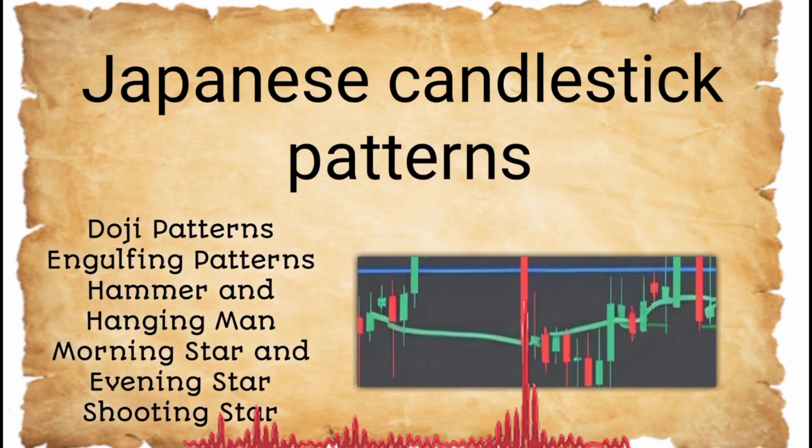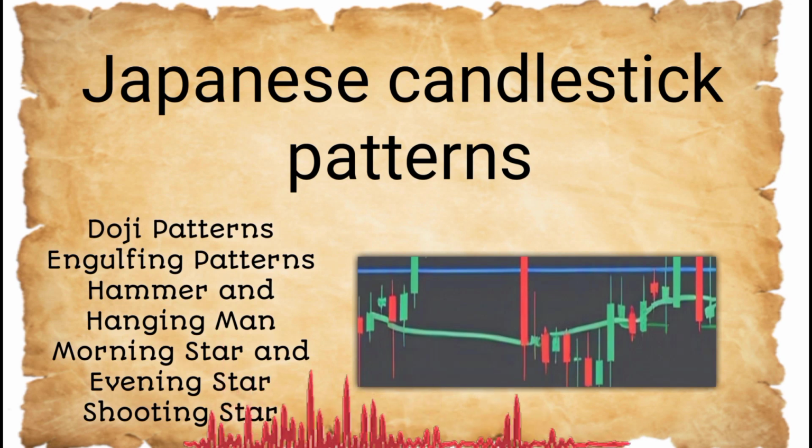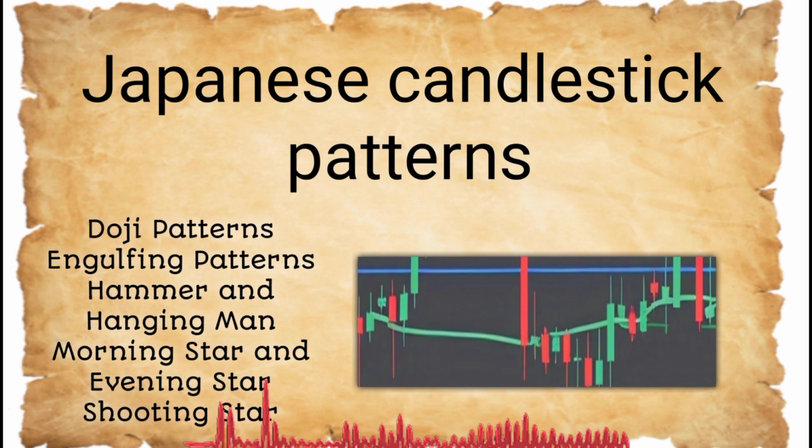Japanese candlestick patterns are a powerful tool for traders, providing visual insights into market psychology. These patterns help traders anticipate price movements by analyzing how buyers and sellers interact within a given time frame. This chapter explores some of the most essential candlestick formations that every trader should know: doji, engulfing, hammer, hanging man, and more.